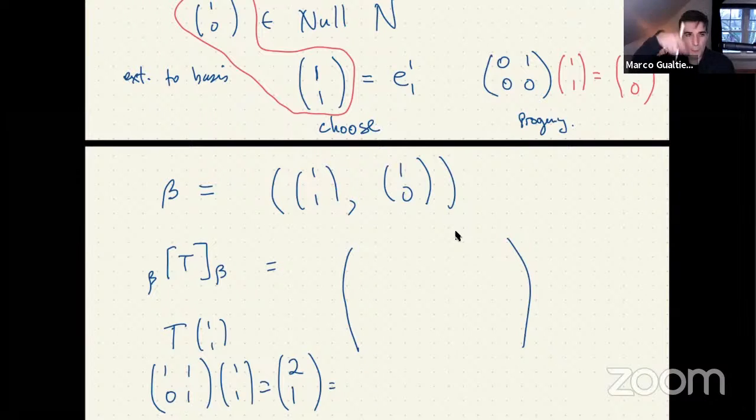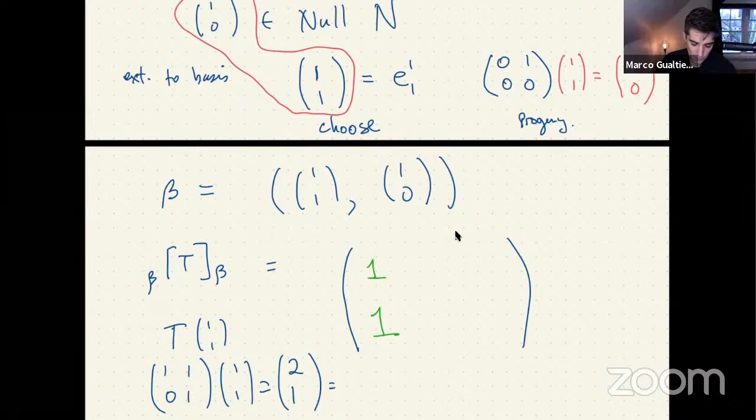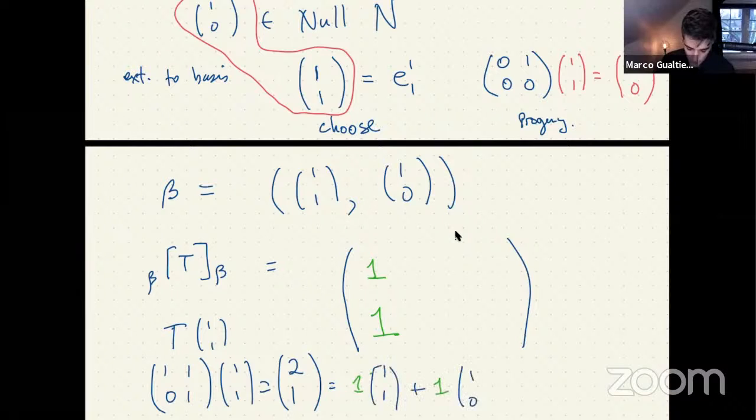So this is basically telling me what the first column should be, right? The first column should be 1, 1. That's what happens when we apply T to the first basis element. We get the sum of the two basis elements. Okay. Why is it not 2, 1 for the column? Because I'm writing in terms of this basis. So I need to take this and write it as 1 times 1, 1 plus 1 times 1, 0. So that's column 1. Sorry that it's a little bit messy.